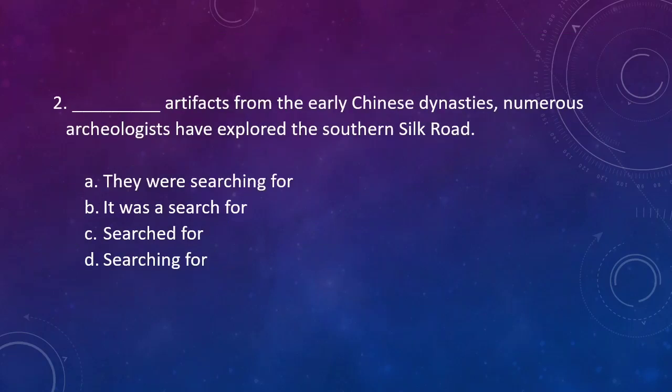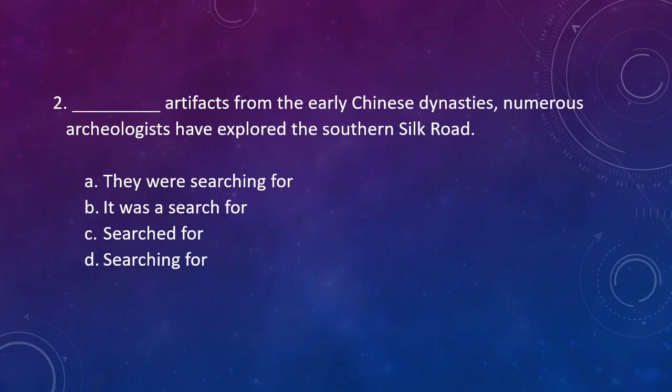Number 2. Blah blah blah artifacts from the early Chinese dynasties, numerous archaeologists have explored the southern Silk Road. This sentence consists of two clauses. The first is the adjective clause, blah blah blah artifacts from the early Chinese dynasties. The second is the main clause, numerous archaeologists have explored the southern Silk Road. We have to complete this sentence by using a reduced adjective clause in the beginning of the sentence. Let's check the answer.